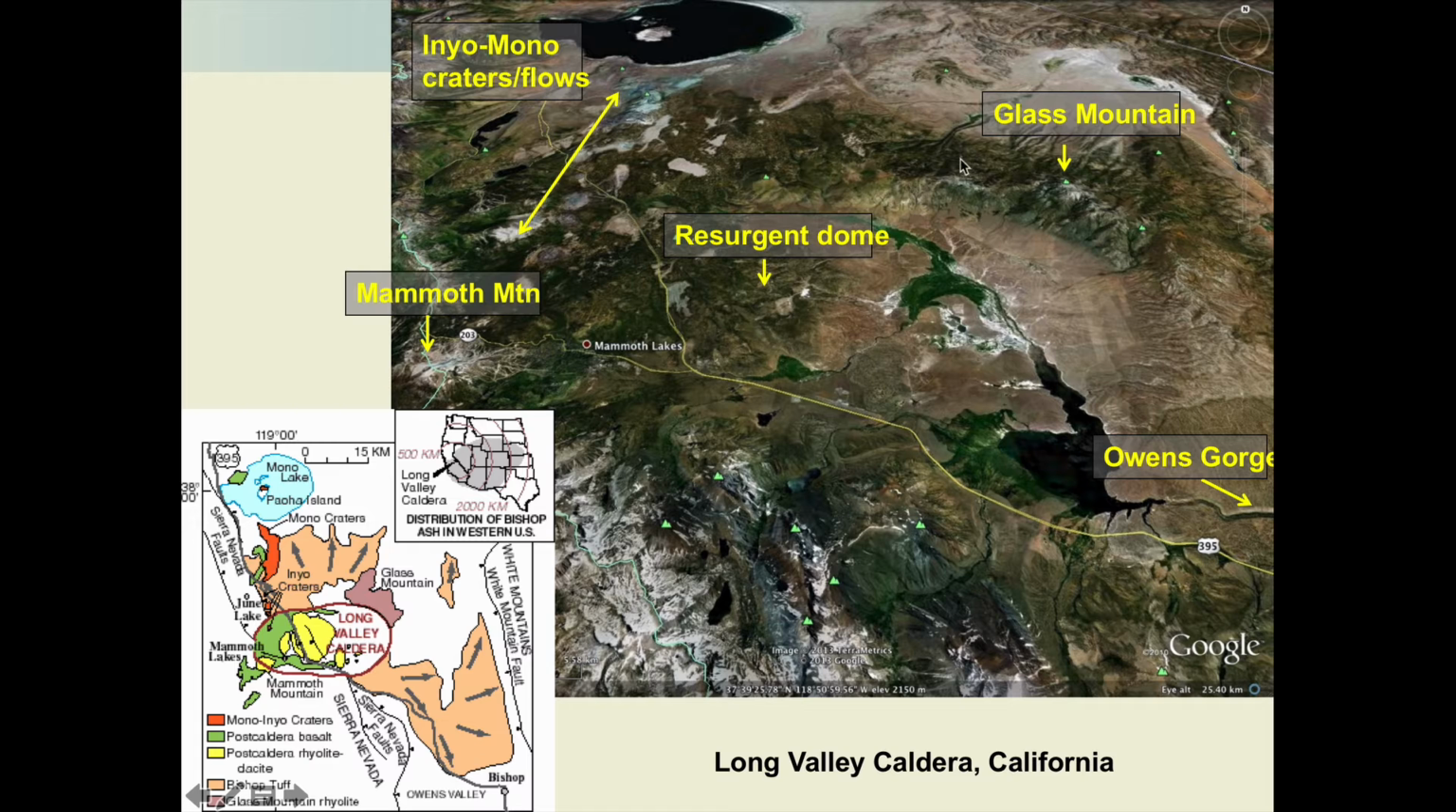The caldera rim stretches around here. Glass Mountain is located on the northeastern side of the caldera. The caldera margin comes along in here, and the southern margin basically crosses Lake Crowley here, which feeds the Owens River, which goes down through the Owens Gorge. The resurgent dome is here. Mammoth Lakes, the town of Mammoth Lakes, is right here where the red dot is.